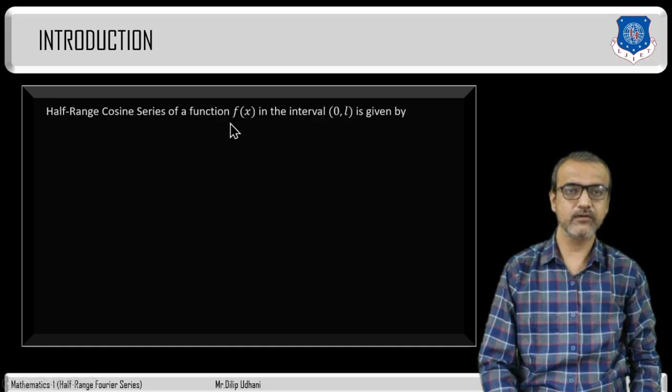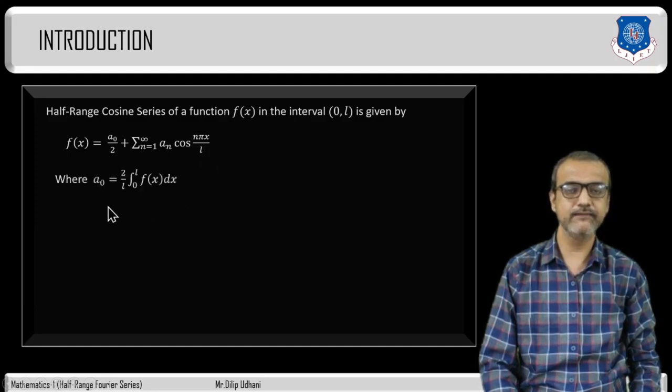Half-range cosine series of a function f of x in the interval 0 to L is given by f of x equals a0 upon 2 plus sigma n from 1 to infinity an cos n pi x by L, where a0 equals 2 upon L integration from 0 to L f of x dx, and an equals 2 by L integration from 0 to L f of x cos n pi x by L dx.